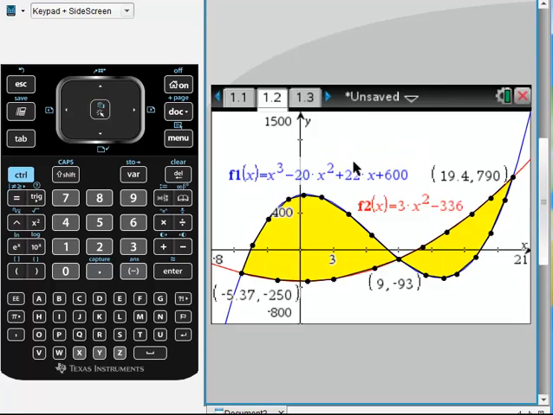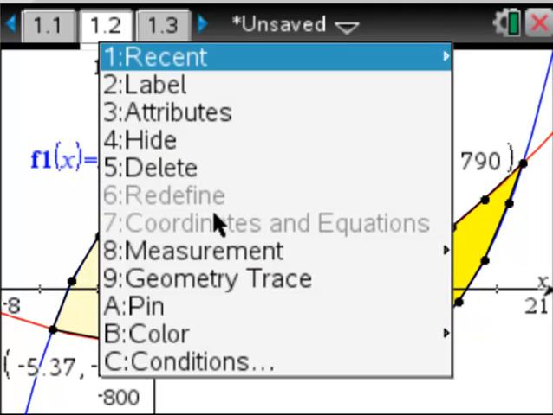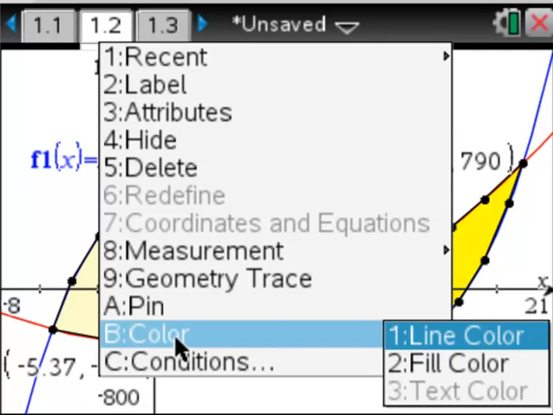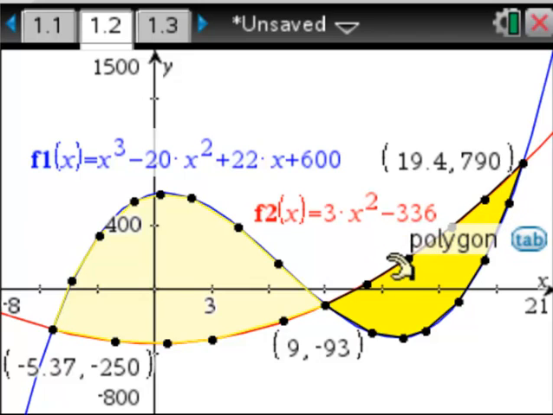Let's go back to our page 2 and continue to clean it up as a graph of the bounded region. So right now, those polygon line segments, I should just turn those into yellow to be part of the bounded region shading. So that's a matter of polygon and color, line color this time, and make that yellow as well. Same thing for this one.